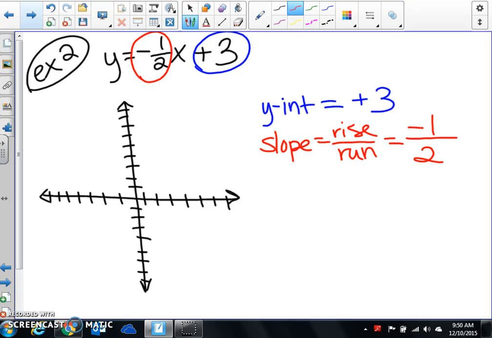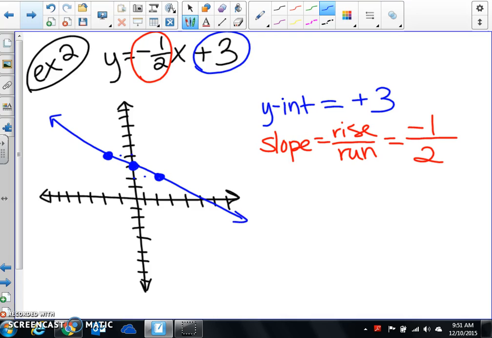Okay, so now I plot my y-intercept first. So I go to the y-axis and I go to positive 3. 1, 2, 3. Now I have my slope. Now, if I'm rising negative 1, that's the same thing as falling 1, right? Because I need to go negative. If I'm going to go negative, I go down. So I need to go down 1 over 2. Up 1 over 2. And I connect.